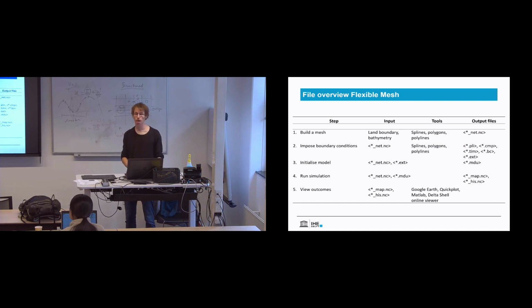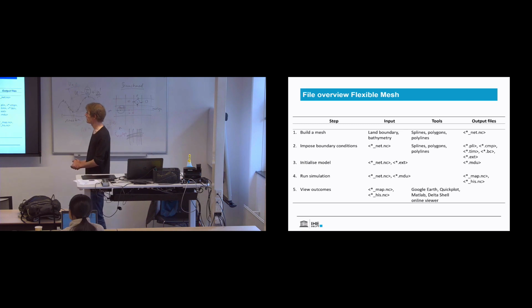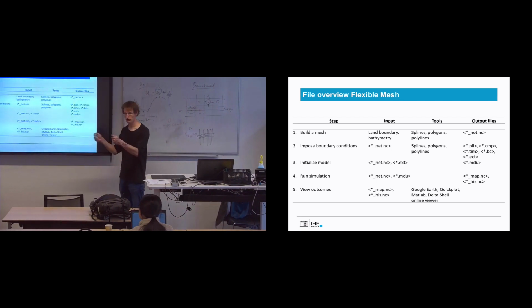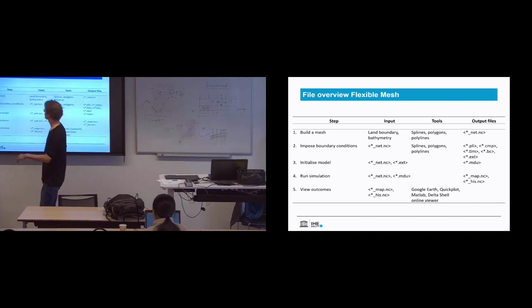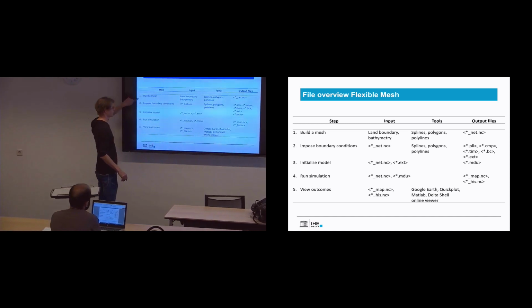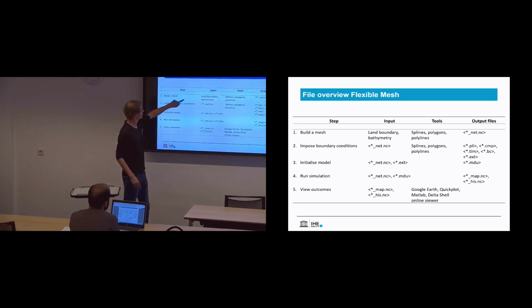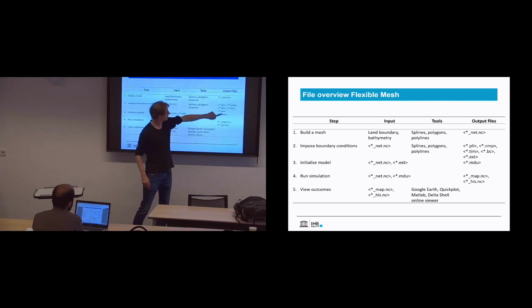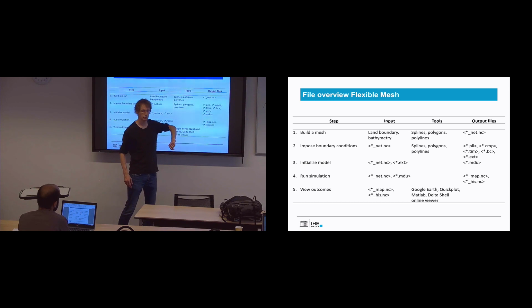As in Delft3D4, you have a bunch of files that are being generated whenever you make a model. And on this slide, I sort of have summarized that to give you an overview and maybe something to look to whenever you're making a model and you don't know what is what. So I listed the steps that you would typically do when you're running a model. Then I listed what sort of input they need, what sort of tools that you can use, and what sort of files they produce. Right?